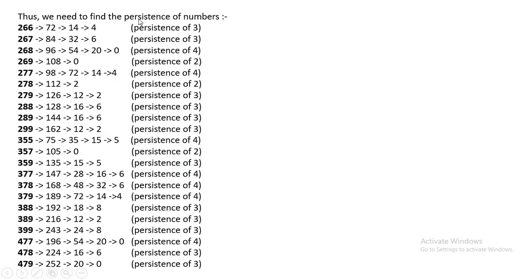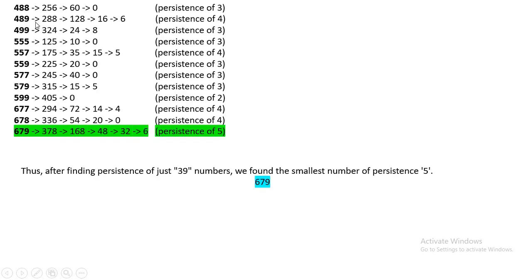So we have started calculating the persistence of each of them. 266, 267, the 10 numbers from 200. We have calculated the persistence, and from 300 there are 9 numbers. From 400, 470s to 490s were included. So those are the 6 numbers: 477, 478, 479, 488, 489 and 499. 6 digits from 400.